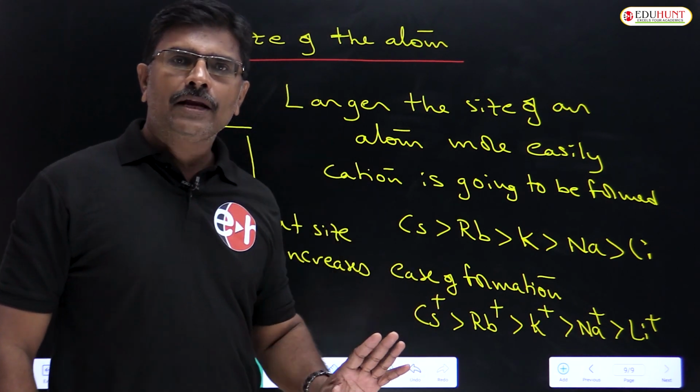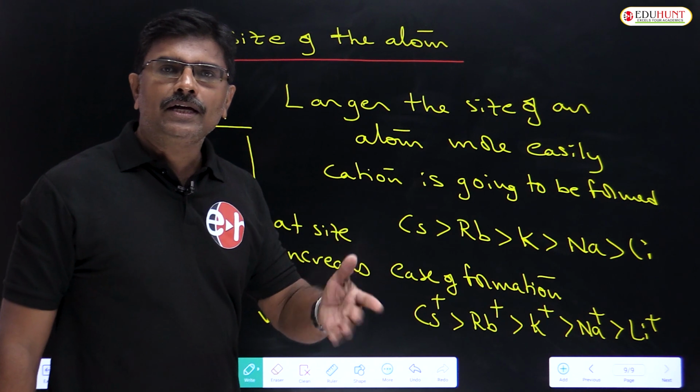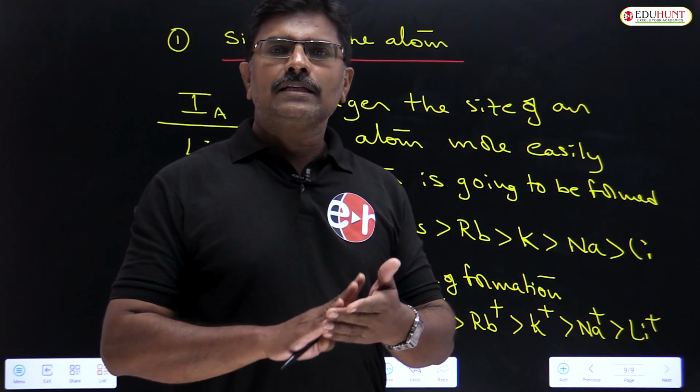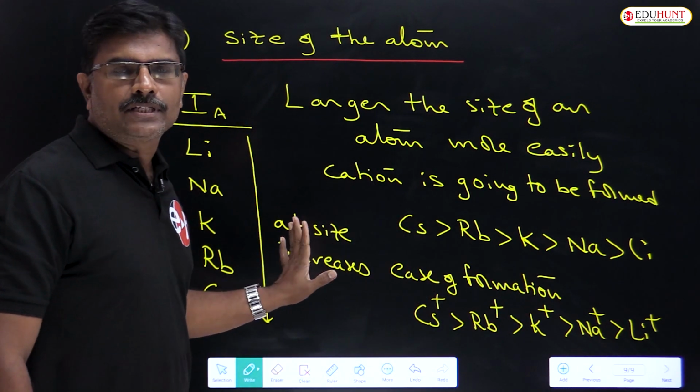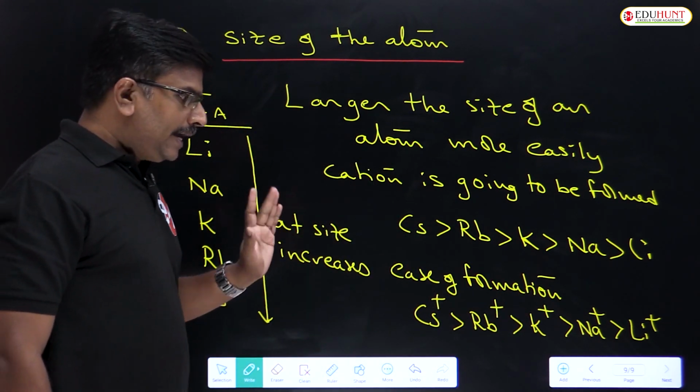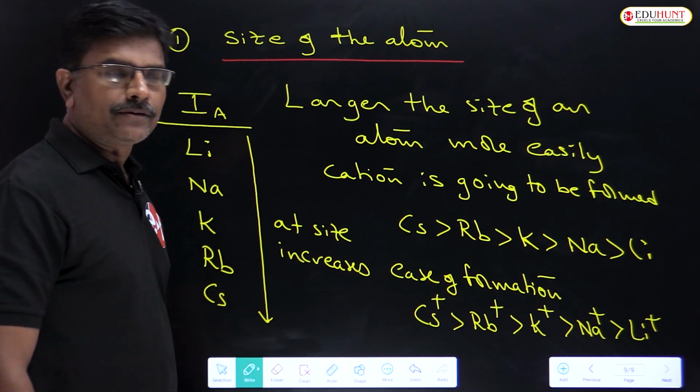So I hope all are able to understand the first condition. What is that? Size of the atom. Simply, the larger the size, the more easily the cation is going to be formed. This is our first condition, right? Let us move to the second favorable condition for the formation of cation.